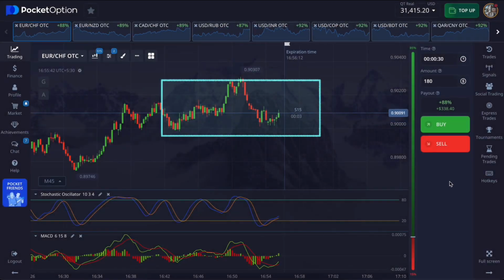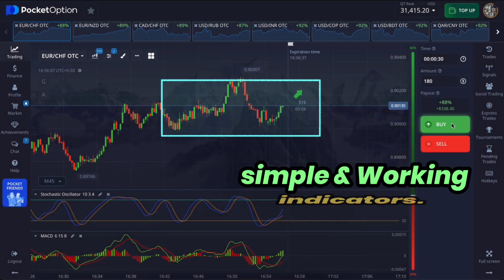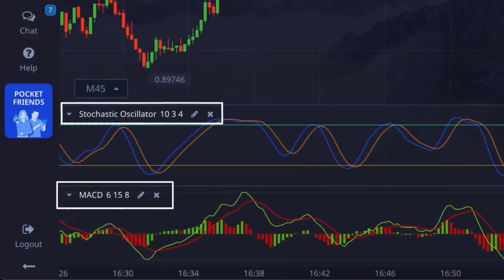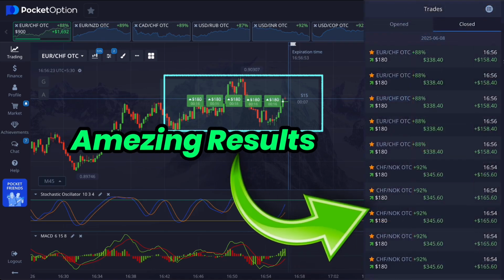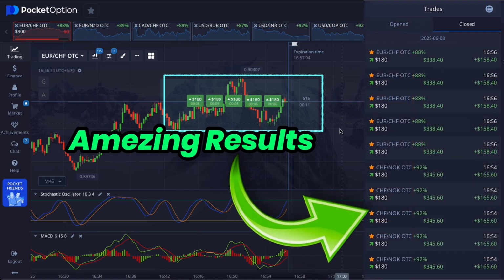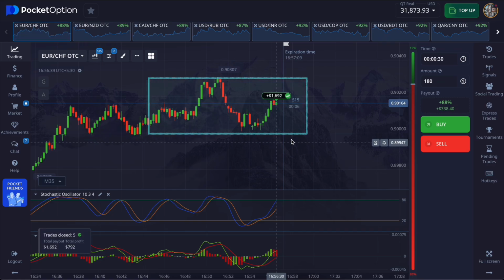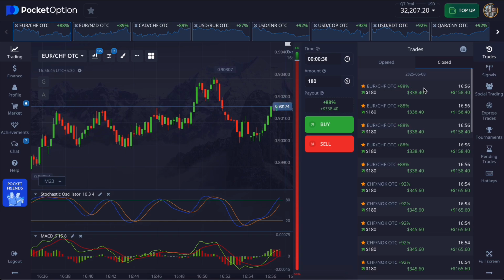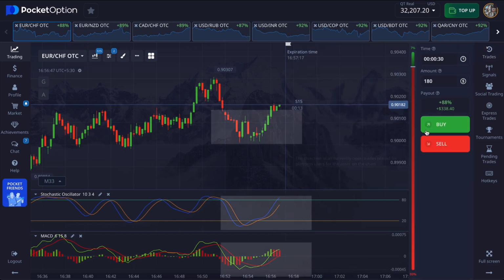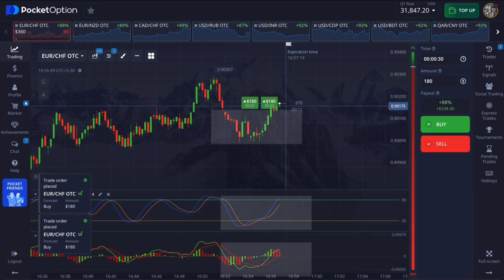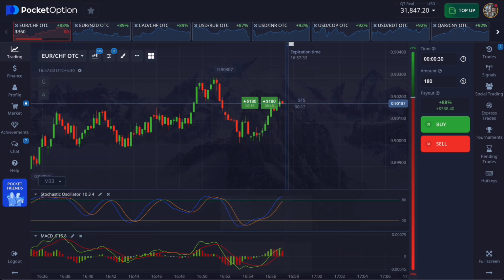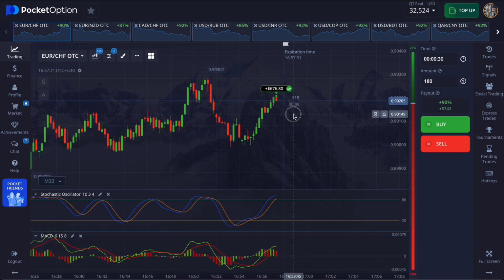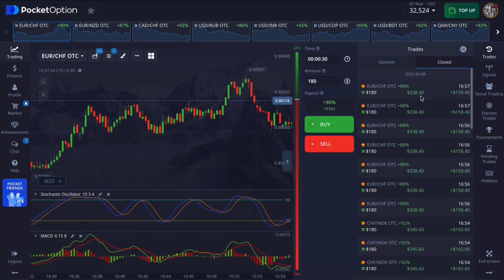Today I am going to tell you about two such simple and working indicators, which are the stochastic oscillator and the MACD indicator, with the help of which the ratio of this strategy changes like this. I analyzed these indicators a lot, and then after making some changes in their settings, I started getting a good ratio. This strategy is very easy, but to understand it, you should watch the entire video, because till the end of the video I keep telling some important secret things.